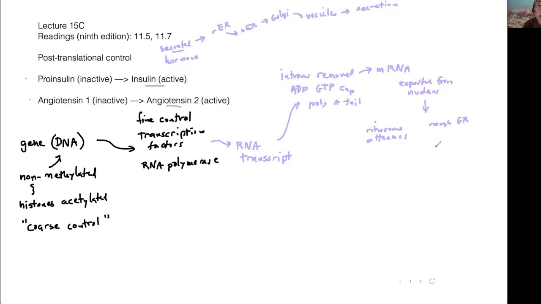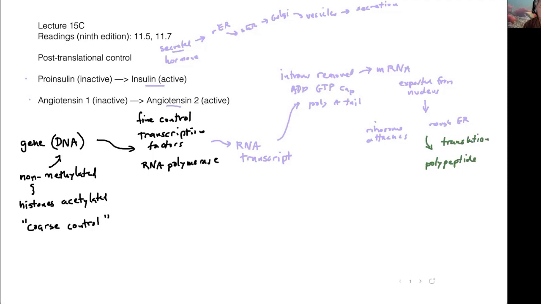And only when it's attached to the rough ER and we're now producing the polypeptide inside of the lumen, that's the empty space inside of the rough ER, are we actually going to have a polypeptide. Okay. And that's the process of translation.